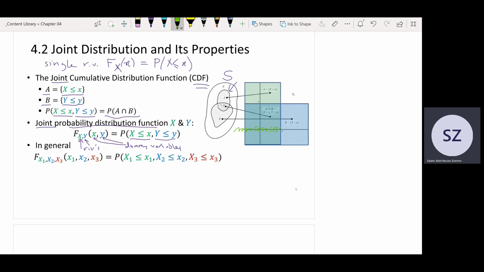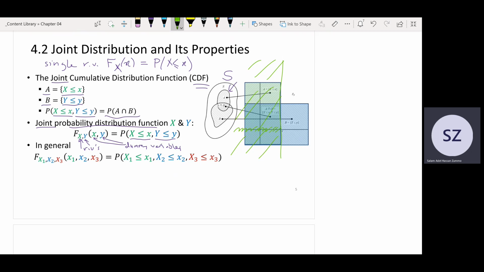So in the real line, this is only part of the real line, right? However, in the two-dimensional plane, it's a subplane. Right? It's a plane that takes from here all the way to the left. So basically, X less than or equal to x is everything here. Everything to the left. Right?